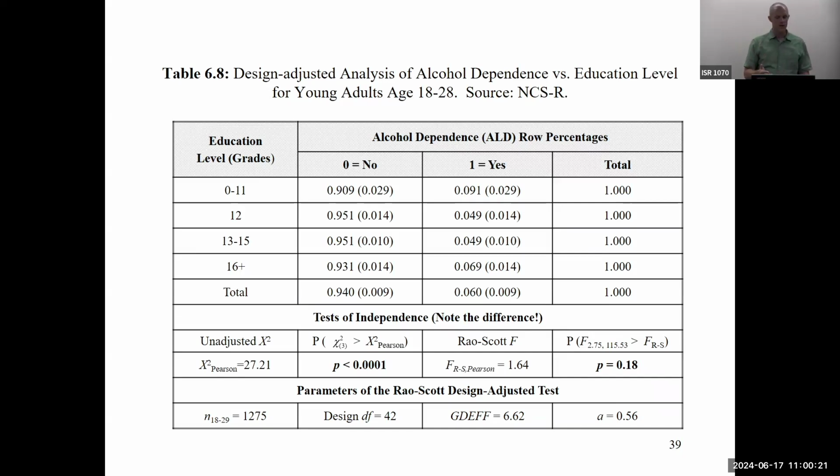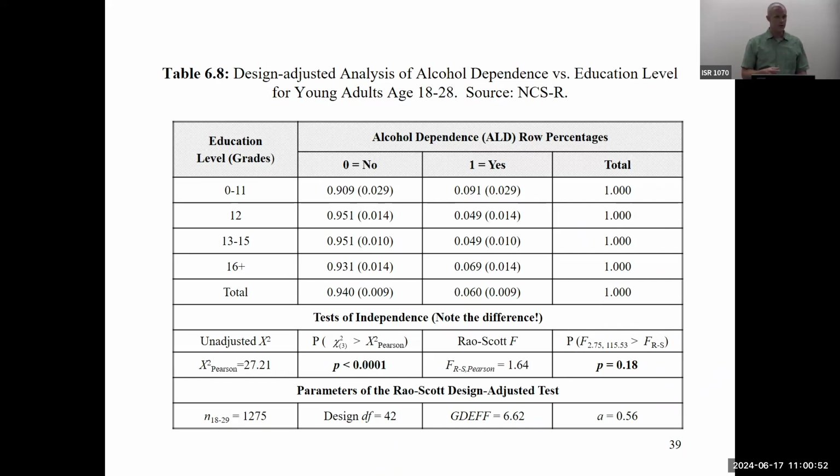That's why that Rao-Scott work was so fundamental. People were ignoring these design effects and trying to quantify this association for so many years. Why is that happening? Look at the parameters of that test. We have a sample size of 1,275, that's fine. 42 degrees of freedom, that's fine. Look at the average design effect. It's 6.62. And that was being ignored in testing the overall association between these 2 variables.